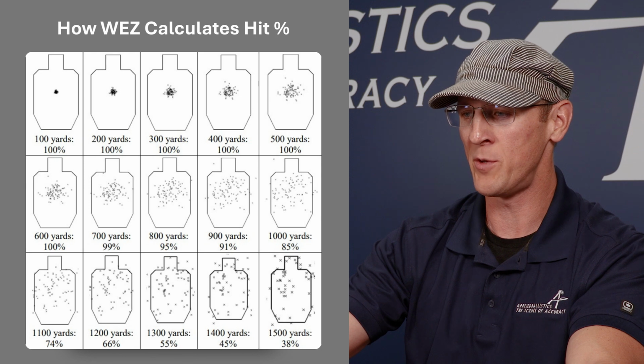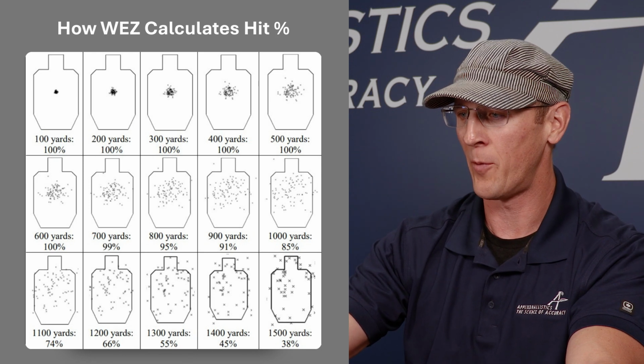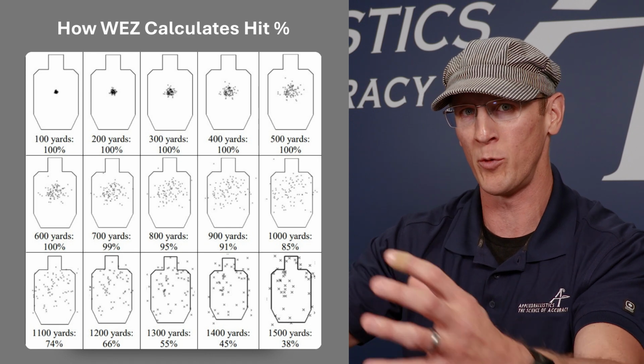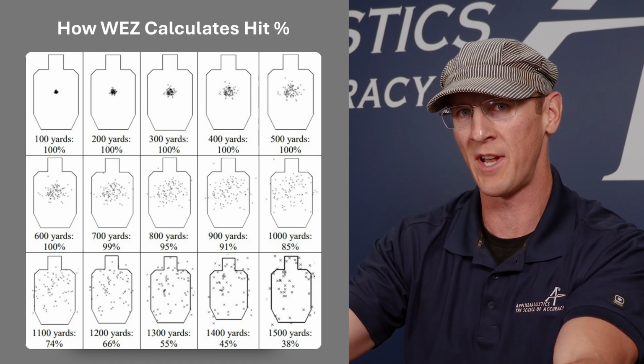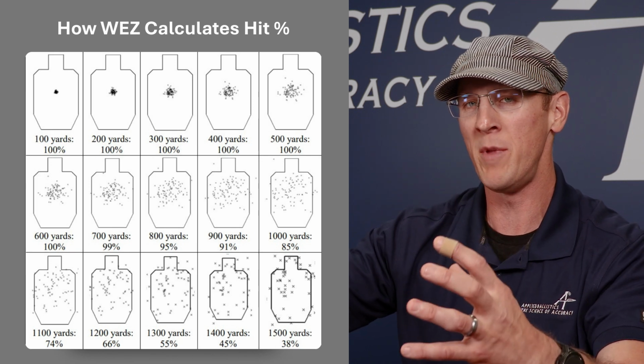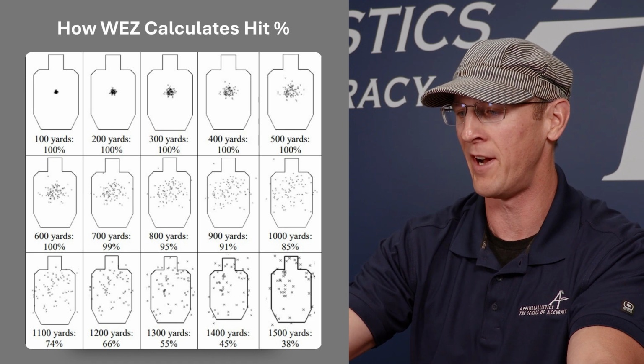Okay, so now that we've done a quick overview of what is WEZ, where it came from, and what we're doing with it, we're going to get into a little bit more of the details. This graphic shows you the concept of how WEZ is calculated with range. You've got the same size target, and as you go out in range, you can see how the group size opens up. It's 100% for a while, but then you get to a range where you start having some shots miss the target due to the dispersion that's driven by the field variables that you define.